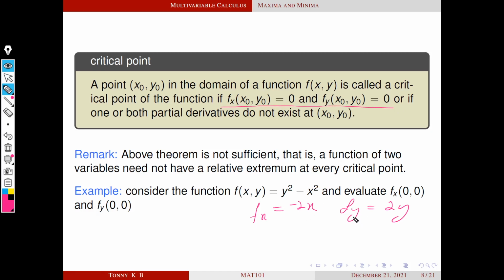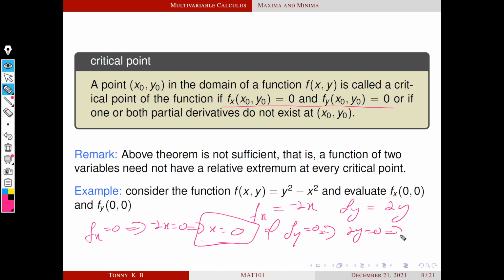So what are the critical points of this function? fx equal to 0 means minus 2x equal to 0. This implies x equal to 0. Similarly, fy equal to 0 implies 2y equal to 0. This implies y equal to 0. So there is only one point. Which point? (0, 0). (0, 0) is the only critical point of this function.